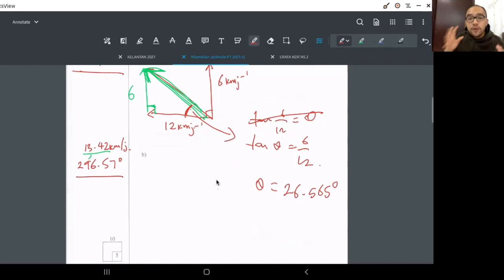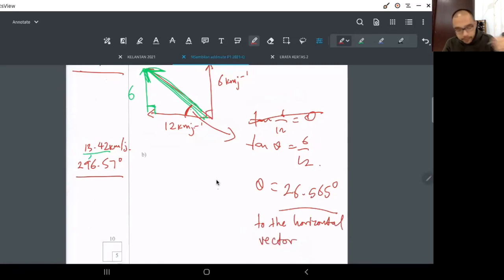So there are a few ways to write this direction. Usually when I look at the textbook, they always seem to give the answer in this way, but you have to qualify it. You have to state now that it is 26.565 degrees to the horizontal vector. This is one way of writing the answer. Because we count this angle, it is to the horizontal vector. It is touching the horizontal vector. That's why we said it's 26.565 degrees to the horizontal vector.